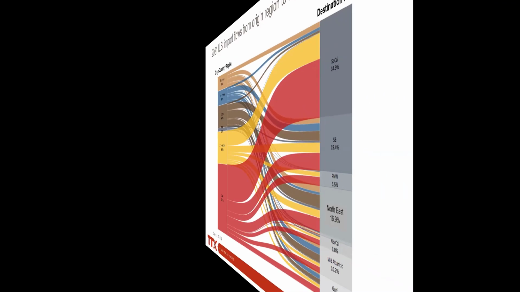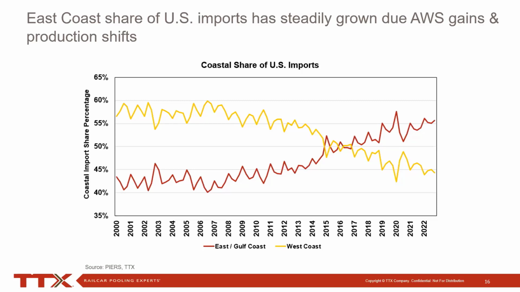Going to the next slide, this illustrates the combined effects of all water share and production changes on coastal splits over the past 20 years. So from the year 2000 to the Great Recession, about 55% of US containerized imports discharged on the West Coast. But now those percentages have completely flipped, with about 55% of US imports arriving on the East and Gulf coasts.